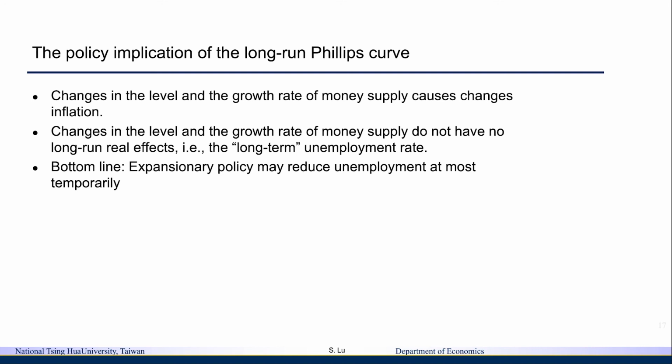So the bottom line is that if the government wants to adopt expansionary monetary policy to reduce the unemployment rate, it can at most reduce it temporarily, because based on the Keynesian view, this relationship can only be exploited in the short run but not in the long run. In the long run, the increase in money will only cause inflation and will not affect the labor market equilibrium. Therefore, the policy implication is that in the long run, the government cannot exploit the Phillips curve relationship anymore.